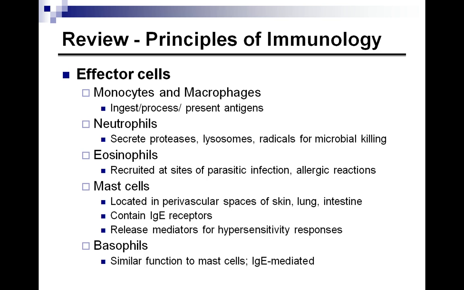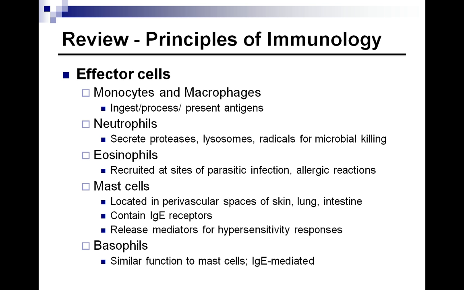There are many effector cells in the immune system. There are monocytes and macrophages, which are responsible for ingesting and processing antigens and then presenting them to the immune system. There are neutrophils, which secrete proteases and lysozymes and radicals, and they are cells that are involved in microbial killing. Eosinophils, which are commonly involved in parasitic and allergic reactions.